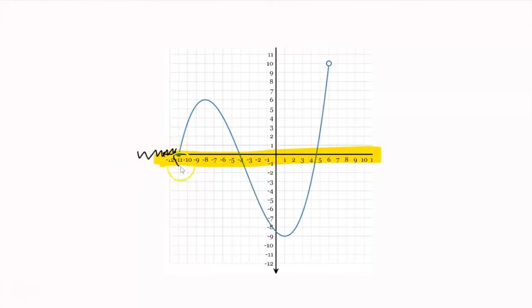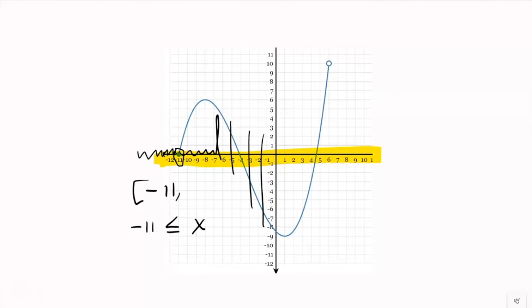All right, now look at that point right there. Is it included? Yes, it is. So it's negative 11 and I include it. Because I'm talking about domain, other notation would be written this way. I include negative 11. Okay. Then I keep going. There's a graph, there's a graph, and it keeps going.